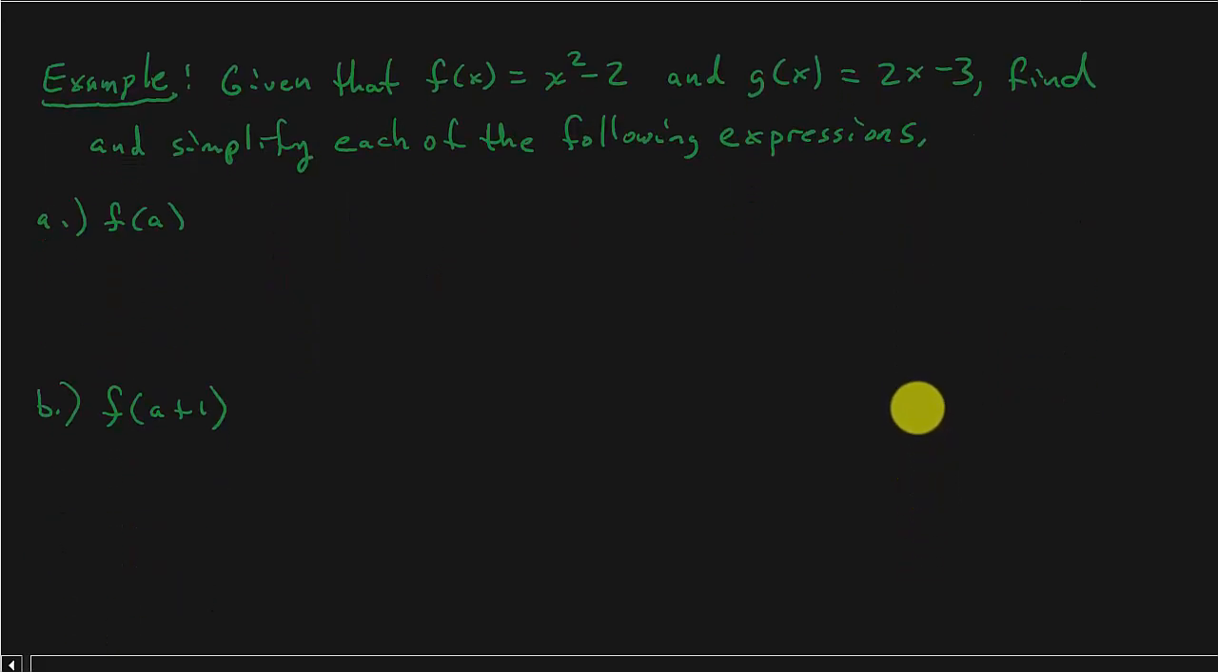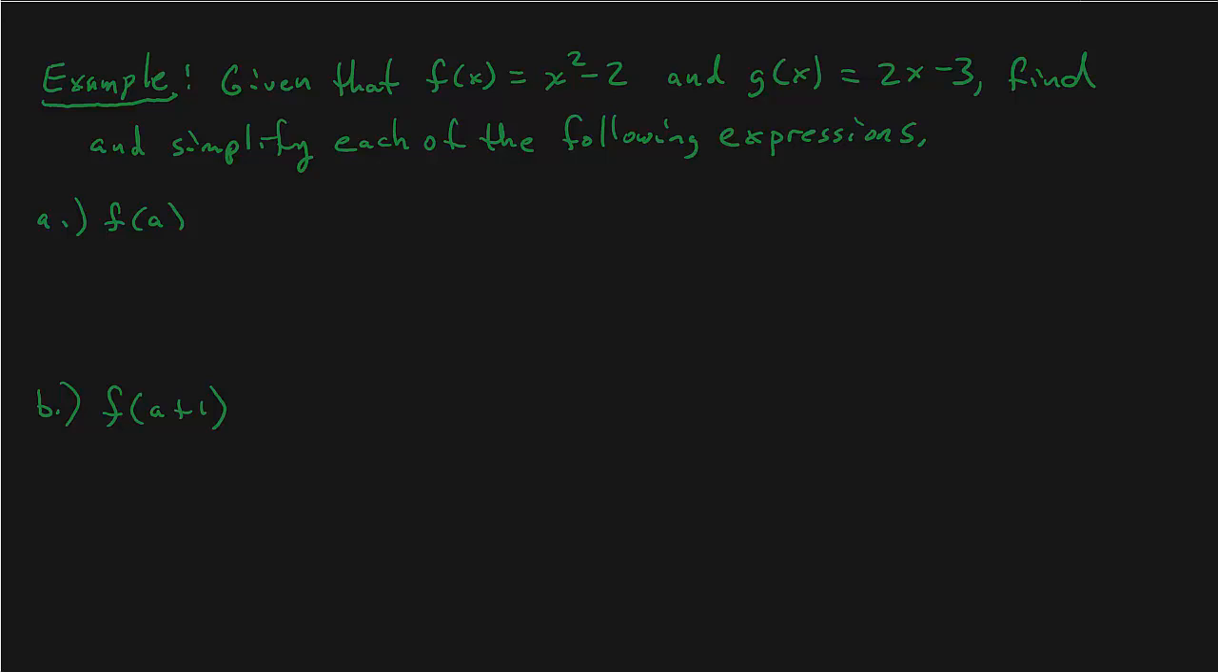Okay, so we've got some more problems here. Given that f of x equals x squared minus 2 and g of x is equal to 2x minus 3, find and simplify each of the following expressions. All right, so, well, I mean, this is exactly what we did last time in the previous example, except it looks like instead of plugging numbers in, we're actually just plugging variables in, okay?